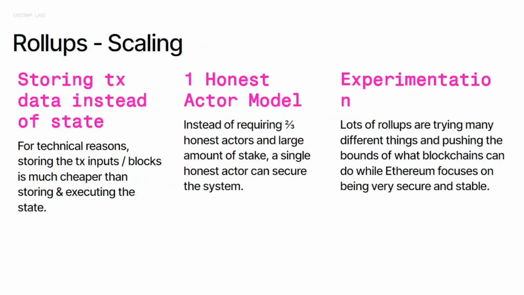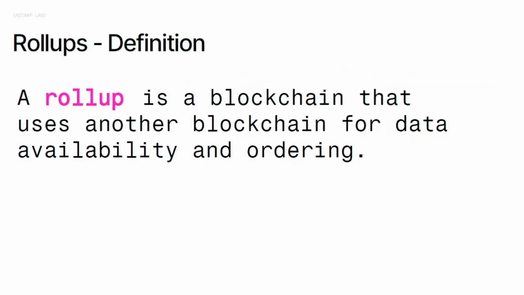Yes. Here we go. This is the last slide. Almost one more slide after this that you'll expect. So why does this work? Because we store transaction data instead of state. Again, that's cheaper. It's a whole talk on why the state is so expensive. Find me later. One honest actor. If you compare this to Ethereum, you need a large proof of stake, and you need 2/3 of those validators to be honest. Lastly, more on the social reason, rollups are where the experimentation is. And then our favorite slide.